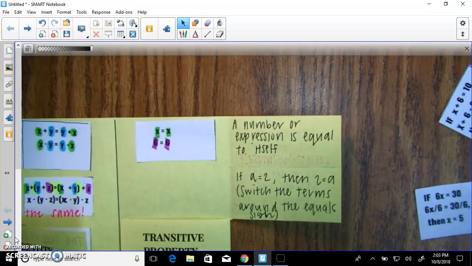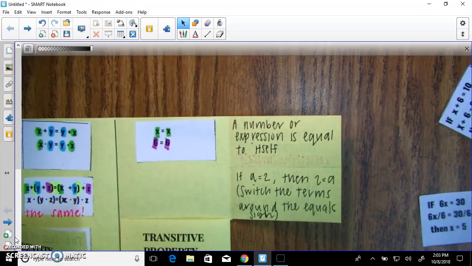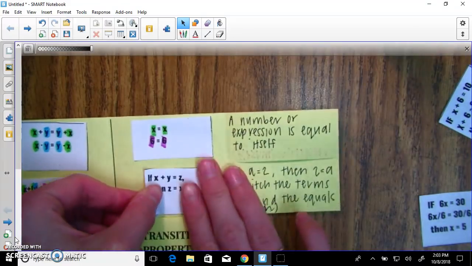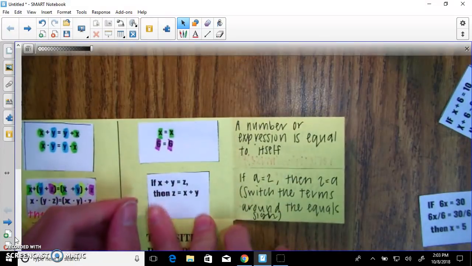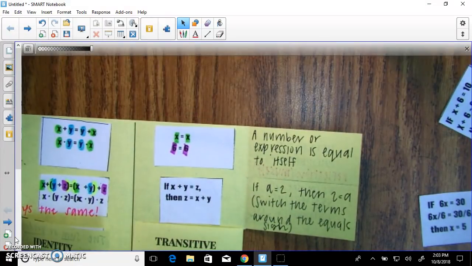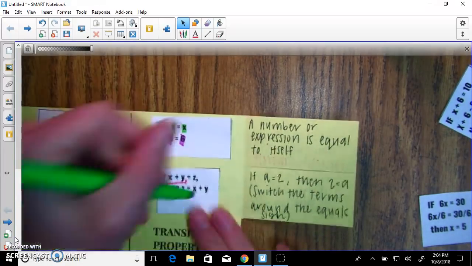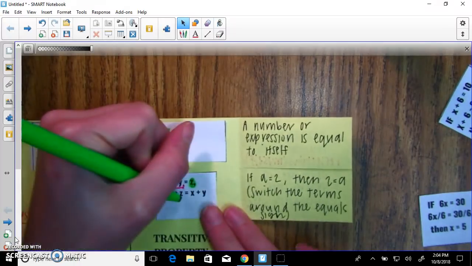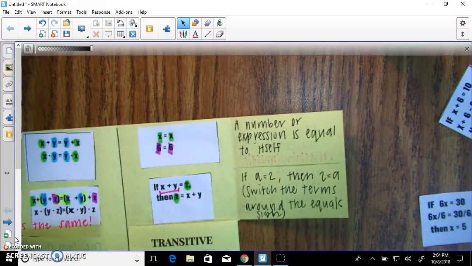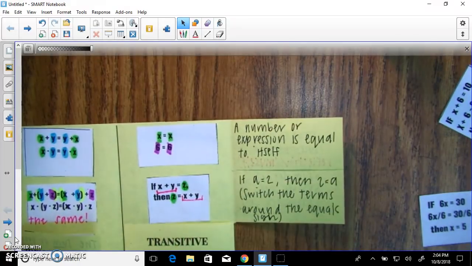So let's see if we can find that example. Hopefully you found it. And it's more than just a single term. The example that we have actually has an expression. It says, if x plus y equals z, then z equals x plus y. So we're going to switch those terms around. We have x plus y on the left being equal to z, and then we switch it and say, well, then z is equal to x plus y. And that is the symmetric property of equality. We'll come back in the next video to finish up these notes.